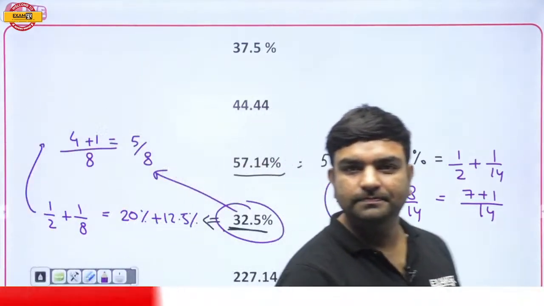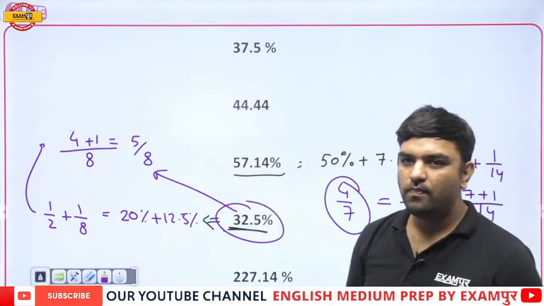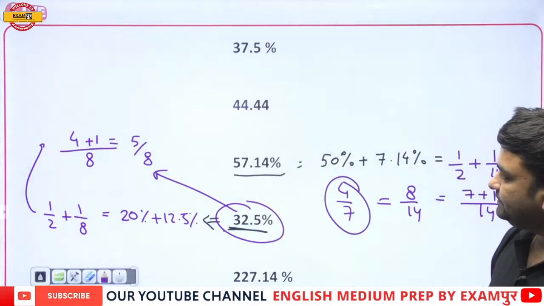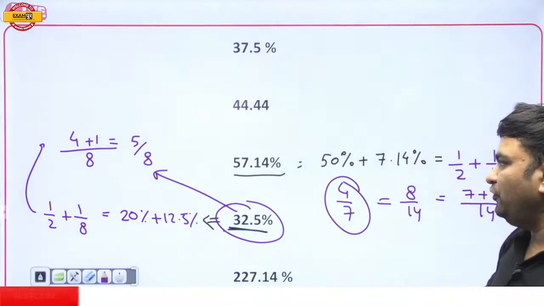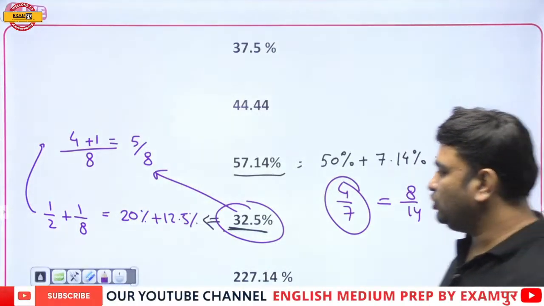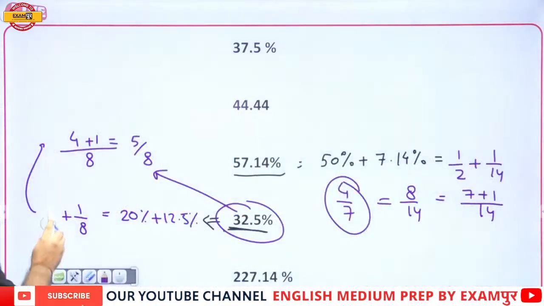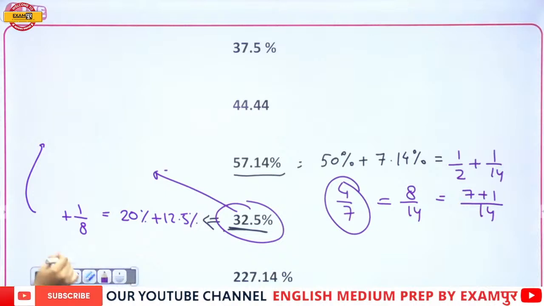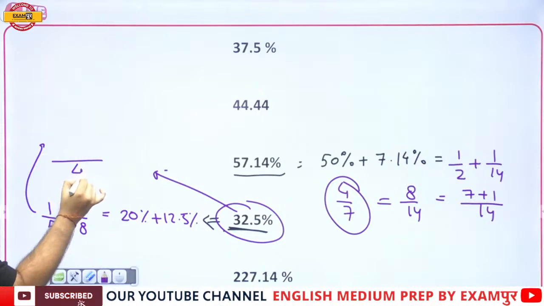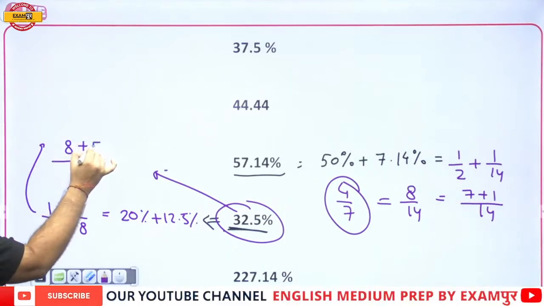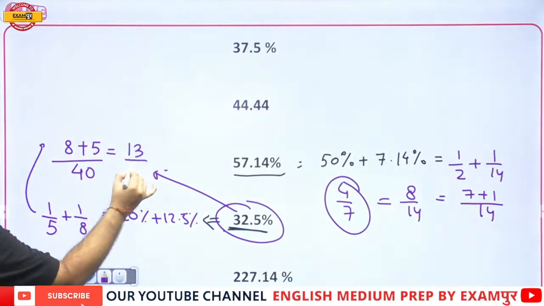Watch out. None of you have given this answer. Just a minute. 20% is 1 by 5. So take the LCM, 40. 5 8s are 40, 8 5s are 40. 13 by 40.